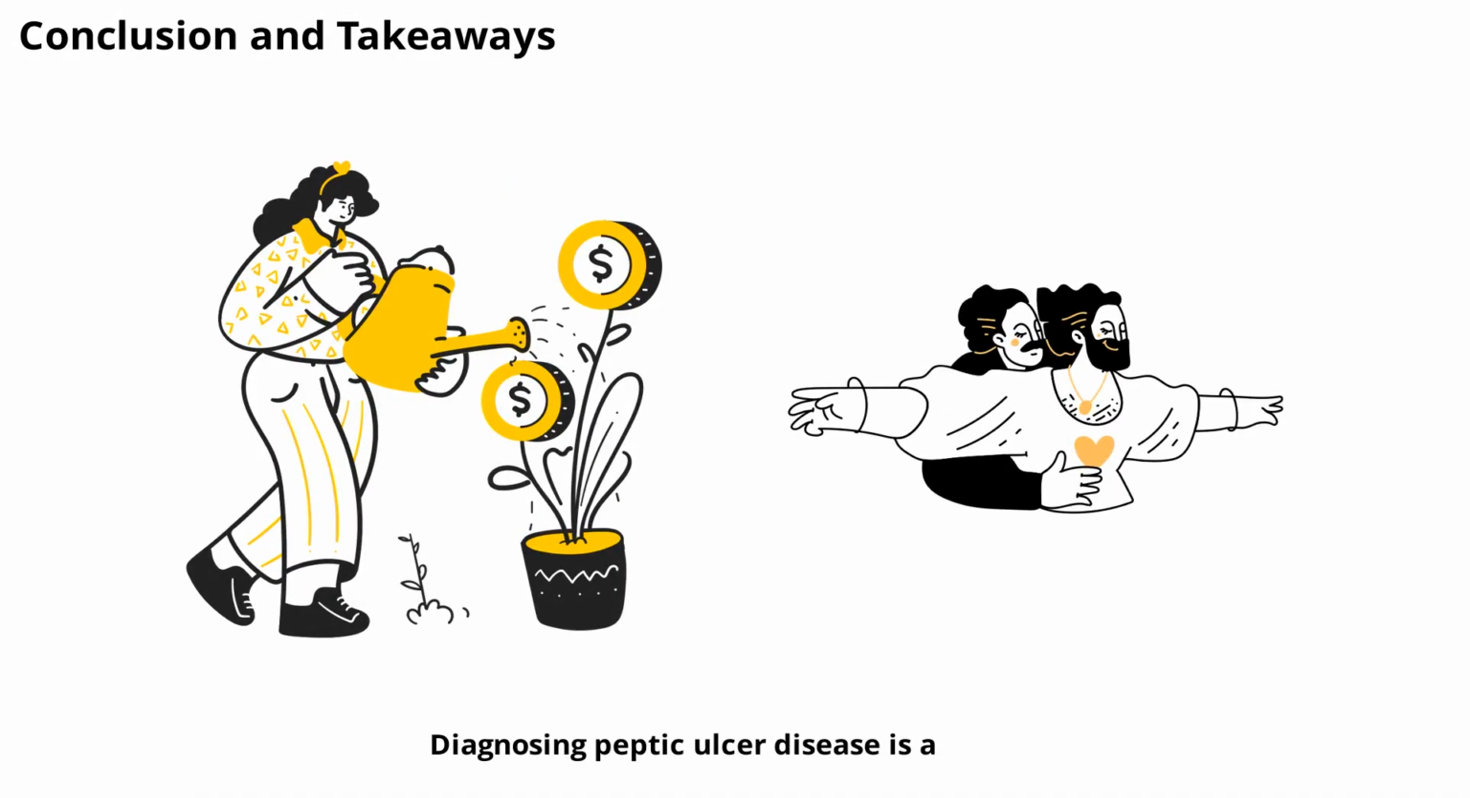Diagnosing peptic ulcer disease is a step-by-step process that combines careful history taking, physical examination, targeted testing, and clear communication. By understanding each step, patients can feel more confident and engaged in their care. Remember, early diagnosis and treatment are key to a healthy recovery.